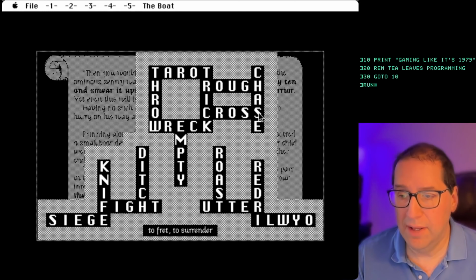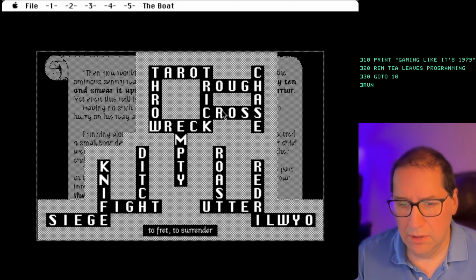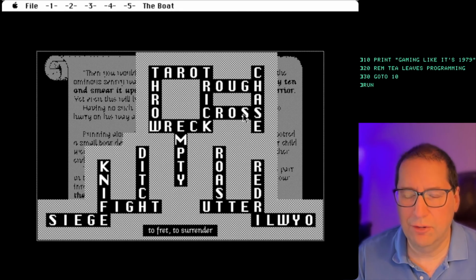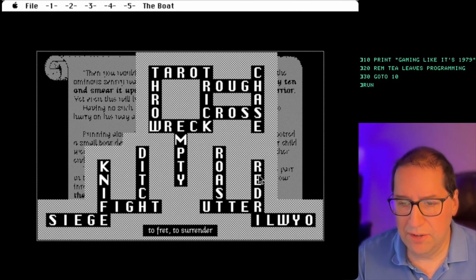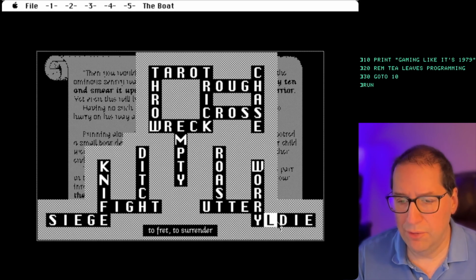I did not expect that. Okay. So what was it? I can't go back. It was to intersect was cross. I didn't even see that and stumbled across it. To fret and to surrender with a fixed R. There's a Y. I think this has got to be worry, right? It's to fret. To surrender is to yield.